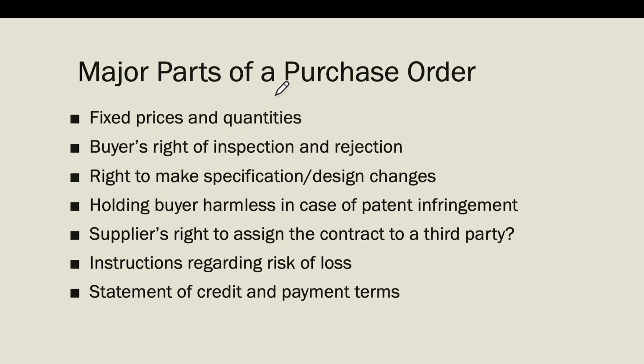Now, there are some major parts of a purchase order. A purchase order would specify fixed prices and quantities and taxes, then the buyer's right of inspection and rejection, the right to make specification or design changes, and holding the buyer harmless in case of patent infringement. This means that if a buyer is buying something from a supplier, but the supplier does not hold patents for that and some infringement happens, the whole responsibility is on the supplier.